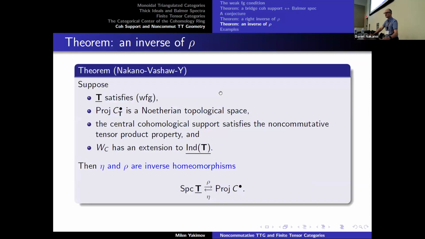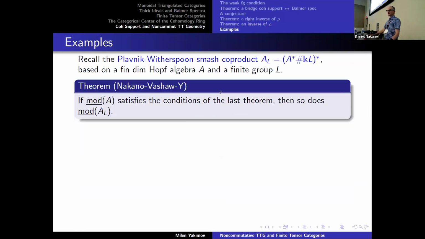And if that is the case, then eta and rho are actually inverse homomorphisms. So I have 1 minute, and in this 1 minute, I want to basically give these examples. Recall that the Plumnik-Witherspoon smash product Hopf algebra is to start with a Hopf algebra A with an action of a finite group and to produce a new one that is some sort of a skewed version of the original one.